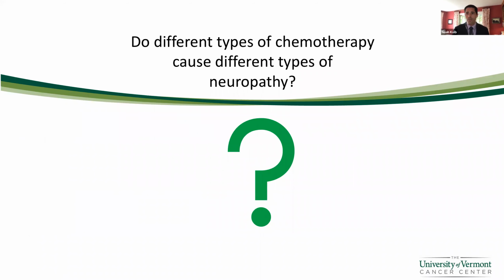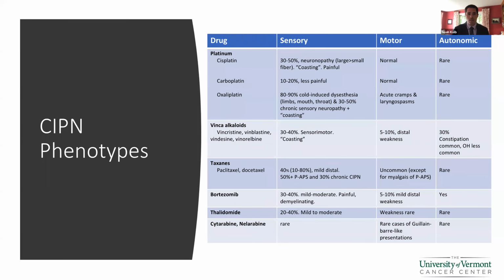So now we're going to talk a little bit about the different forms of chemotherapy-induced neuropathy, because different types of chemo cause different types of neuropathy. So if anybody wants to take a screenshot of this or take a picture on your phone, go ahead. We're going to talk about these in detail, but it's just a nice reference slide if you're curious about what causes what as a practitioner and how frequently.